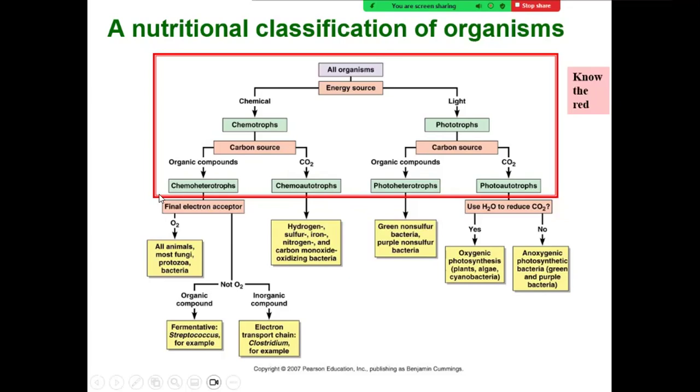You can separate the chemoheterotrophs by what the final electron acceptor is. We'll talk about that later in this lesson. But the final electron acceptor can be oxygen, and people are that way. Most bacteria are that way. But there can be a final electron acceptor which is not oxygen. And something that grows in the absence of oxygen, meaning an obligate anaerobe, if it engages in respiration, it will be anaerobic respiration. Clostridium is an example of that.